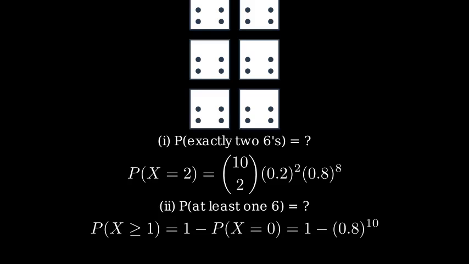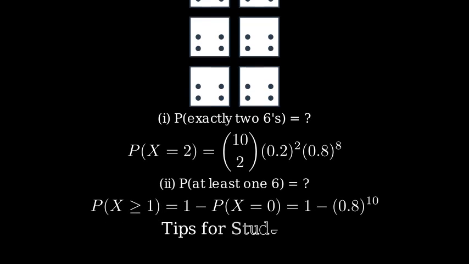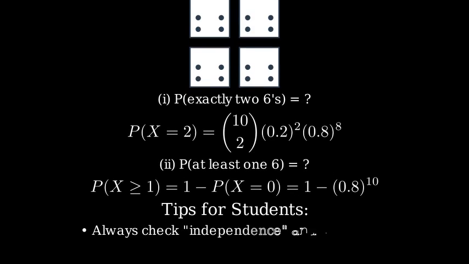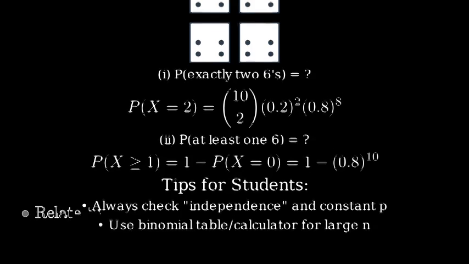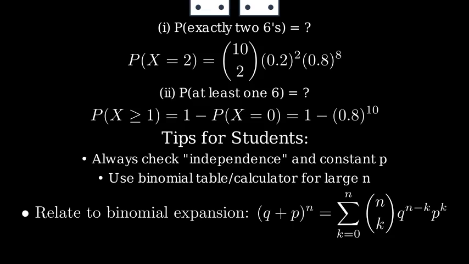Here are some tips to help you with binomial distribution problems. Always check that the trials are independent and that the probability of success is constant. For large values of n, consider using a calculator or binomial tables to calculate probabilities. Remember the connection to the binomial expansion theorem from algebra, which is (q + p) to the power of n.